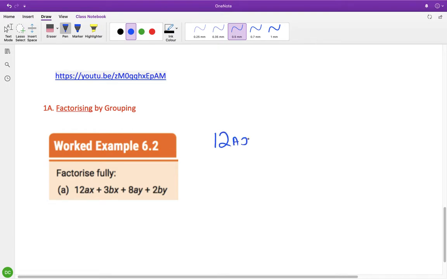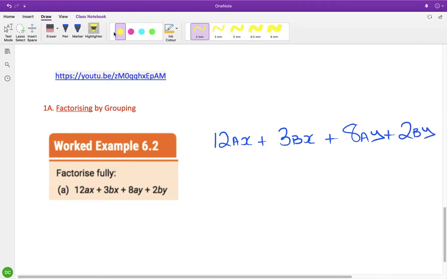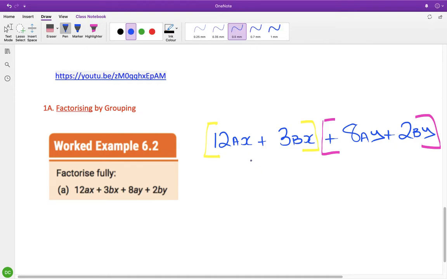So 12ax plus 3bx plus 8ay plus 2by. So what you do is you group them. You take these as one group of a highest common factor, and then you take this as the second group. So now you've split them into your 2 twos, okay? Exactly the same as what we did for homework.